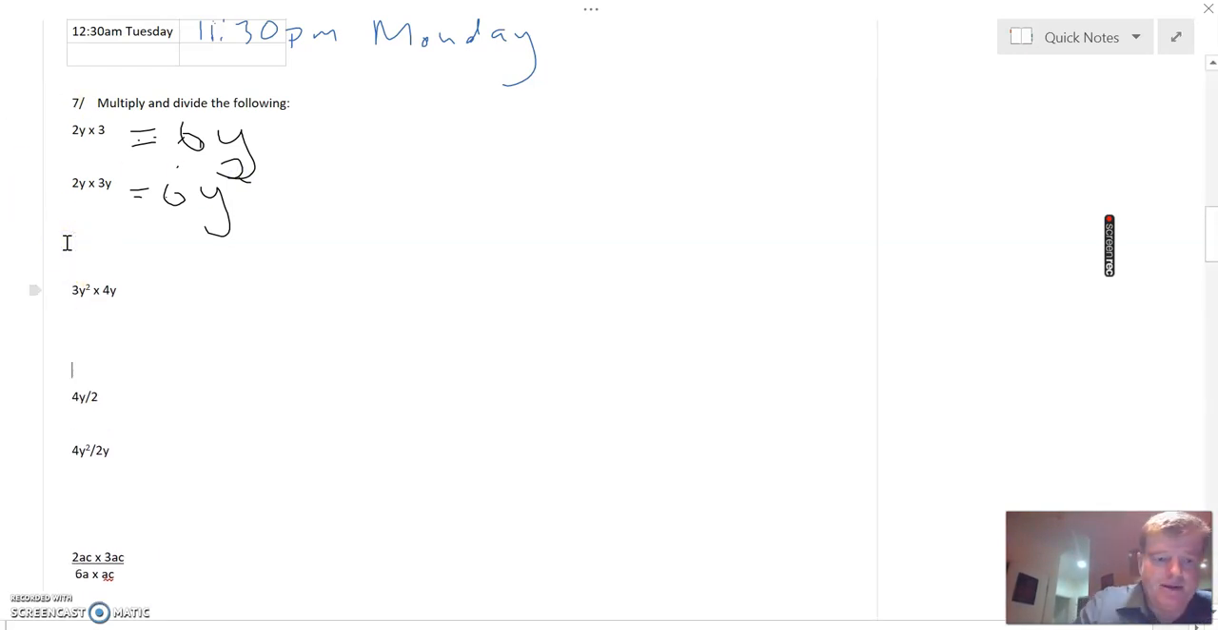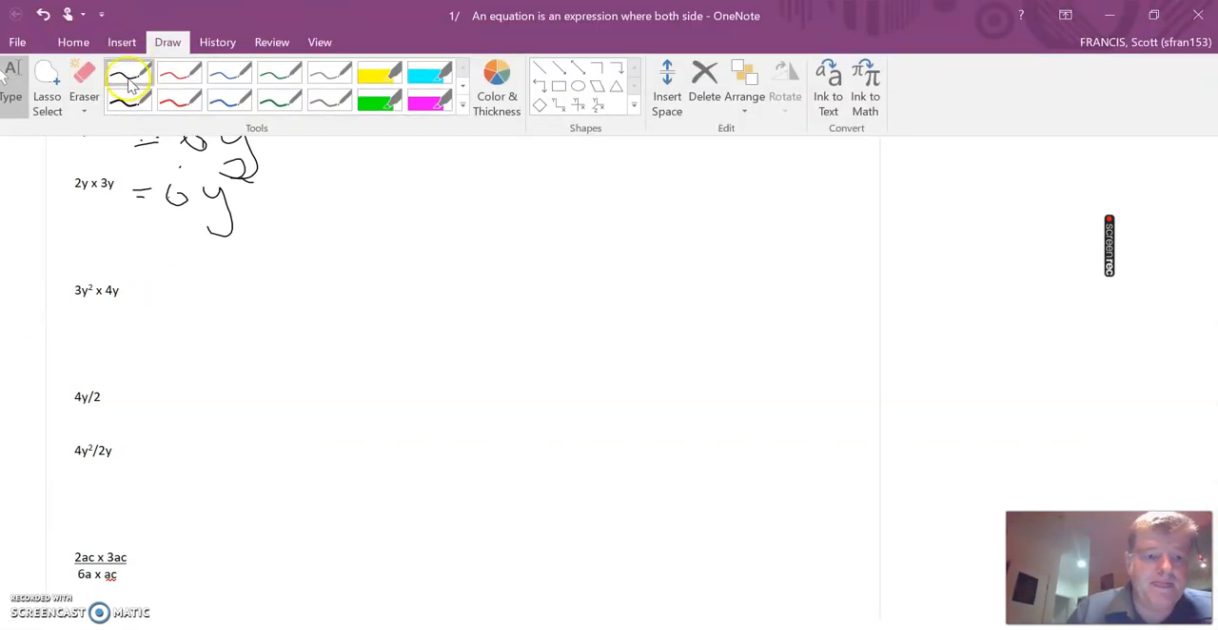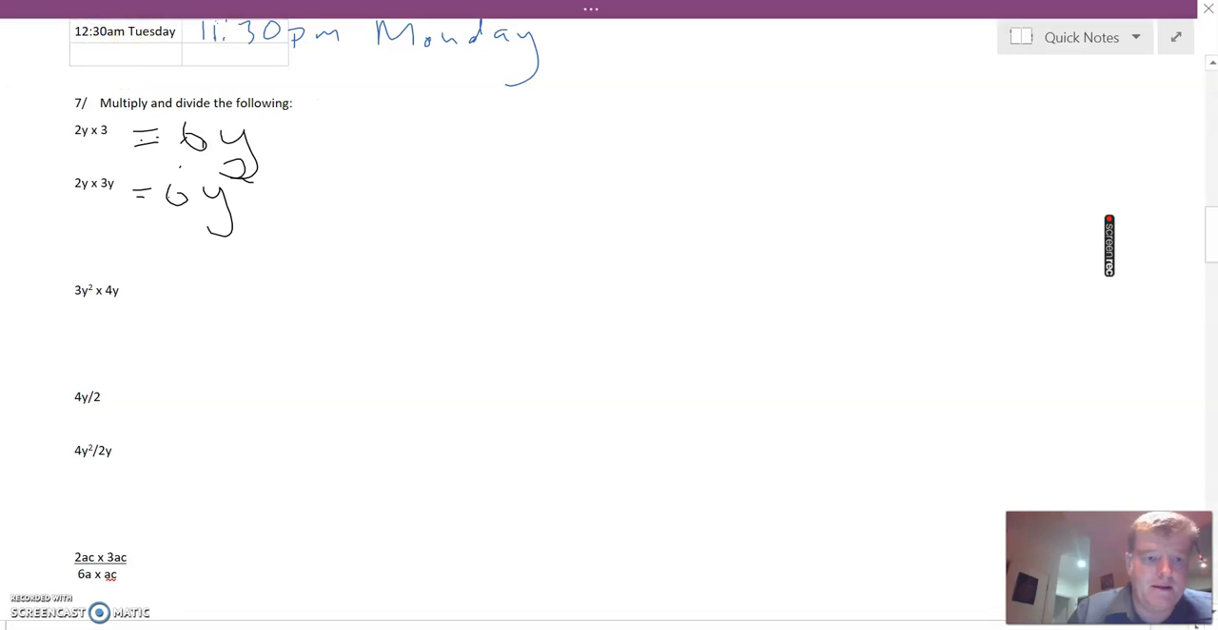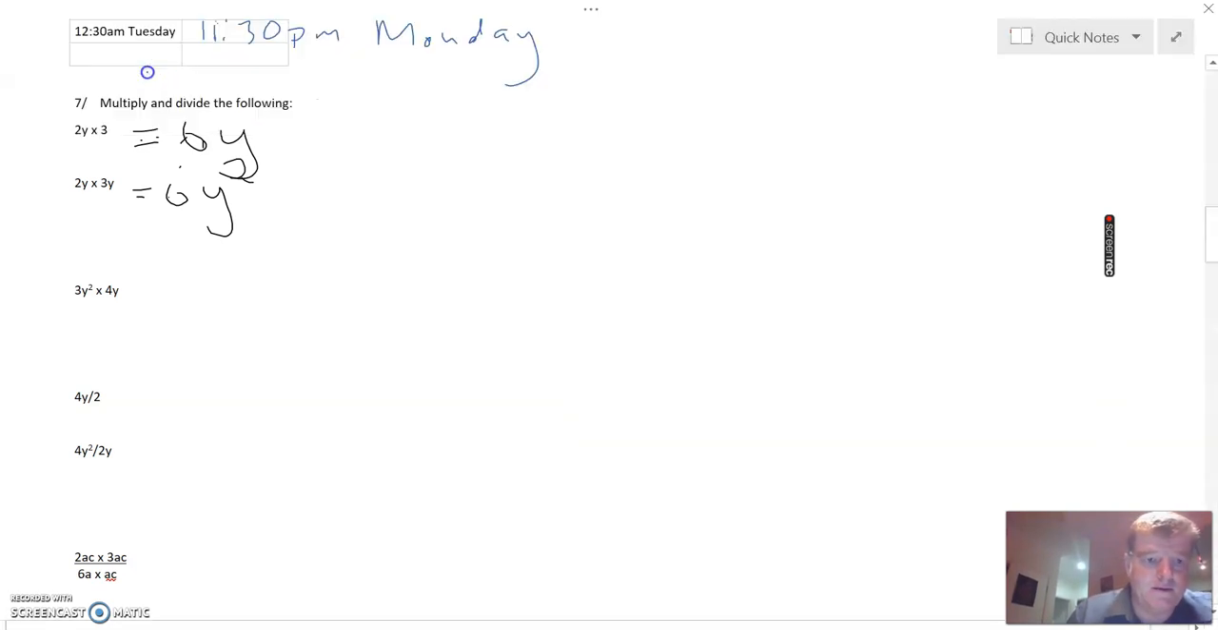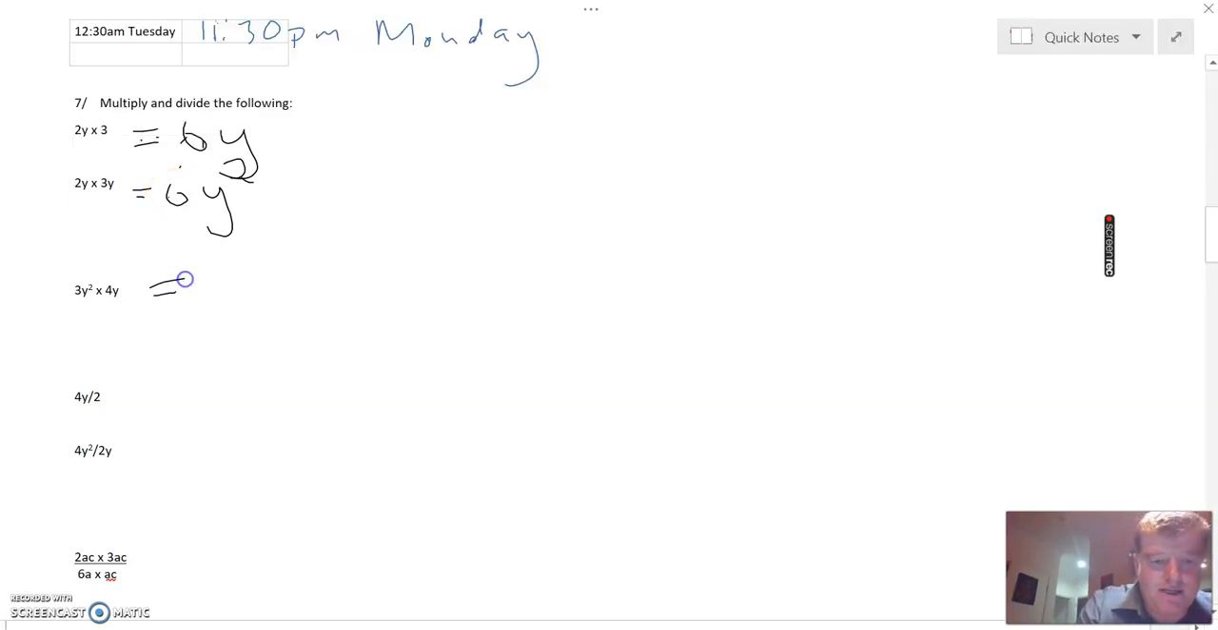Next one, 3y squared times 4. So 3 times 4 is going to equal 12. And y squared times y. Y squared is y times y, and times by y again, you're going to get y cubed.